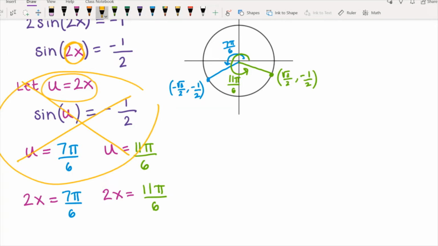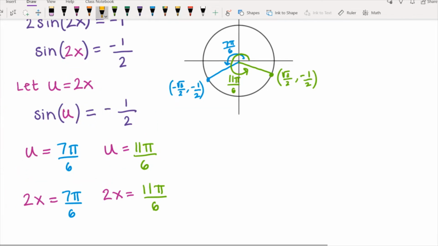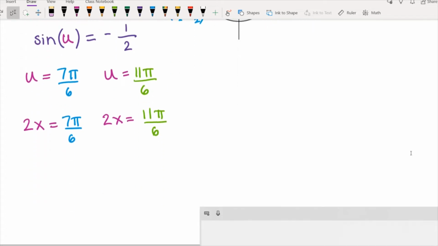So if you wanted to, you could jump straight from saying sine of this angle, which is 2x, is equal to negative 1/2, to saying that this angle, which is 2x, is either 7 pi over 6 or 11 pi over 6. So try it both ways, maybe see what works better for you. Either way is totally fine.